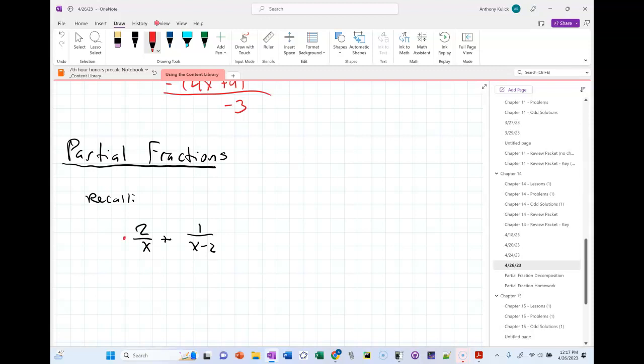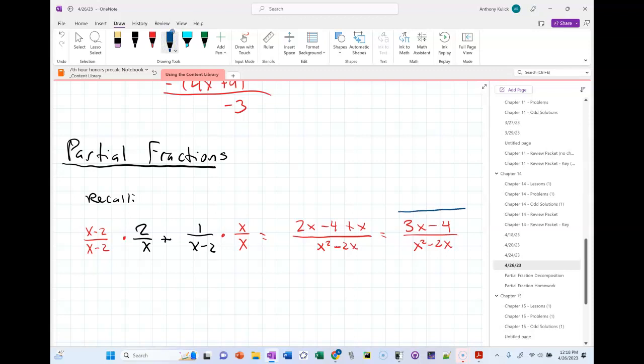So the first fraction we need to multiply by x minus 2 over x minus 2, and the second fraction we need to multiply by x over x. So we get 2x minus 4 plus x over x squared minus 2x. Or if we just combine our like terms, we have this, right? Everybody's cool? Remember doing this?